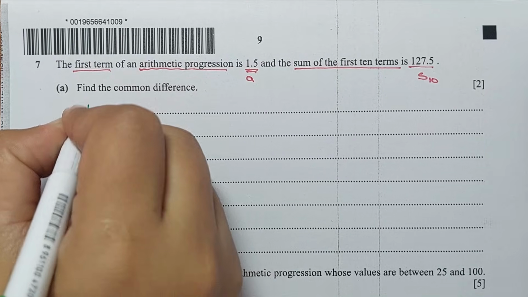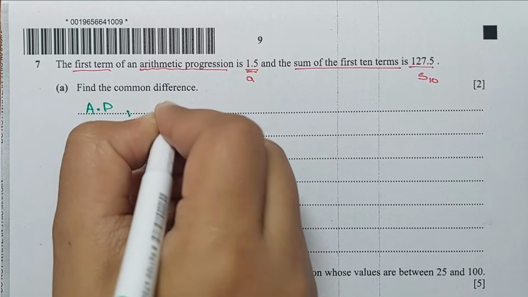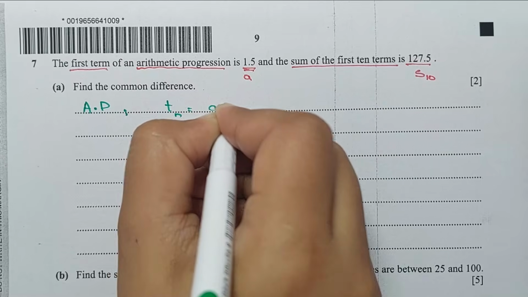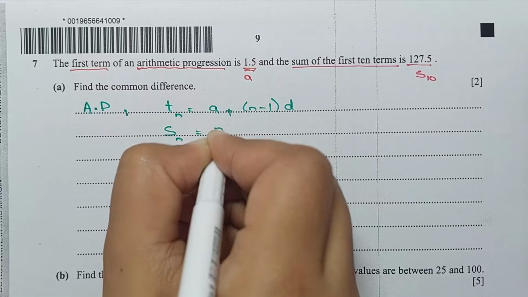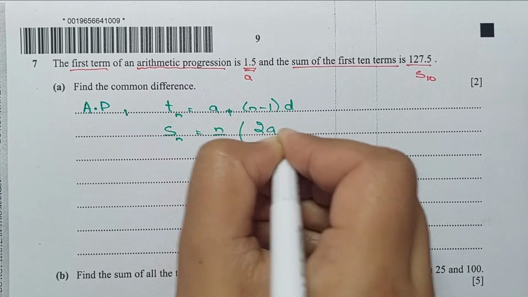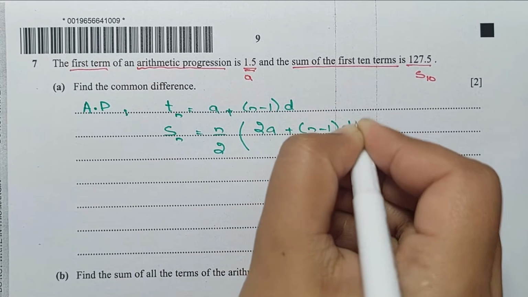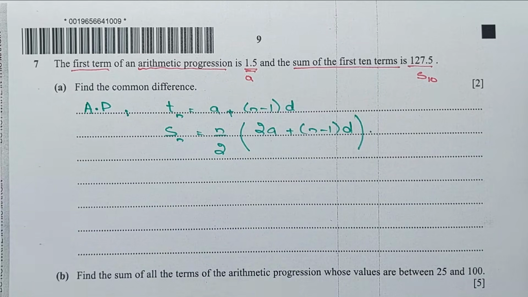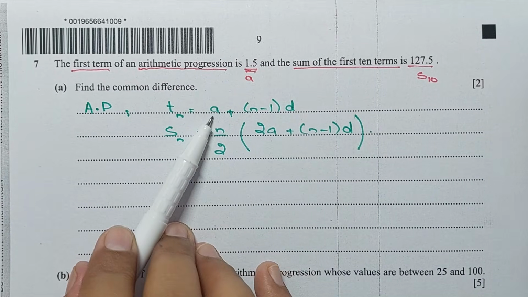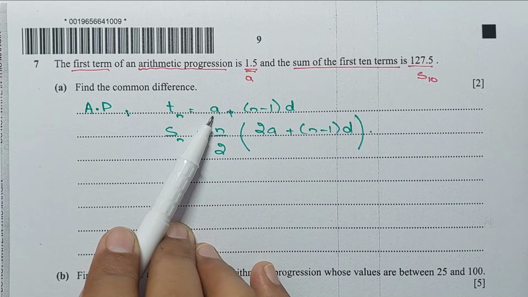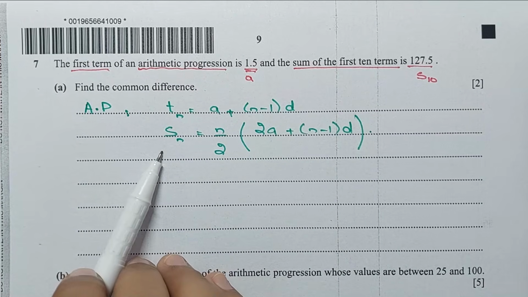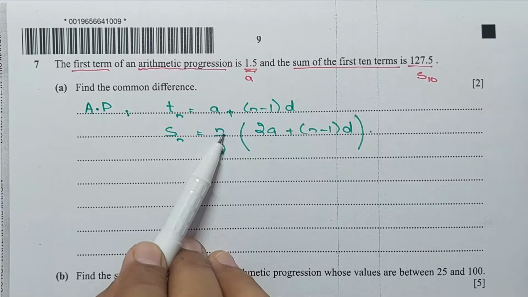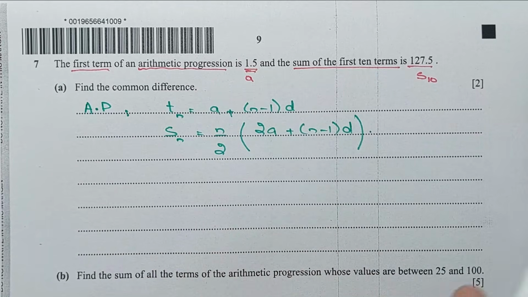Okay. So for an arithmetic progression, the term formula is Tn equals A plus (n minus 1) into D, and the sum formula is n over 2 into (2A plus (n minus 1) into D). As we know, the first term A is 1.5. For the sum Sn formula, S10 we have given, n is 10, A is 1.5, and we solve for D.